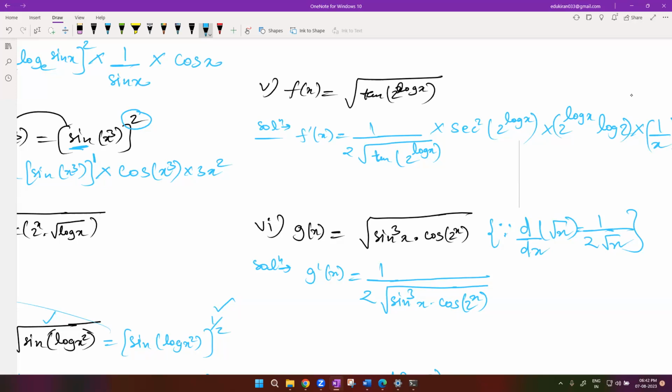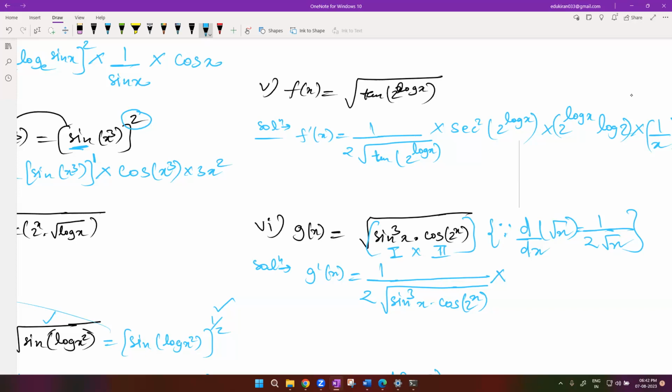So 1 by 2 g(x) into, now we will start with sin cube x into cos of 2 to the power x. There are two different functions, one is sin cube x and another is cos of 2 to the power x, and they are given in multiplication. So we will be applying the product rule on these two terms, where the first term is this and the second term is this. At a time, we take one function constant and differentiate the other, and then add them.